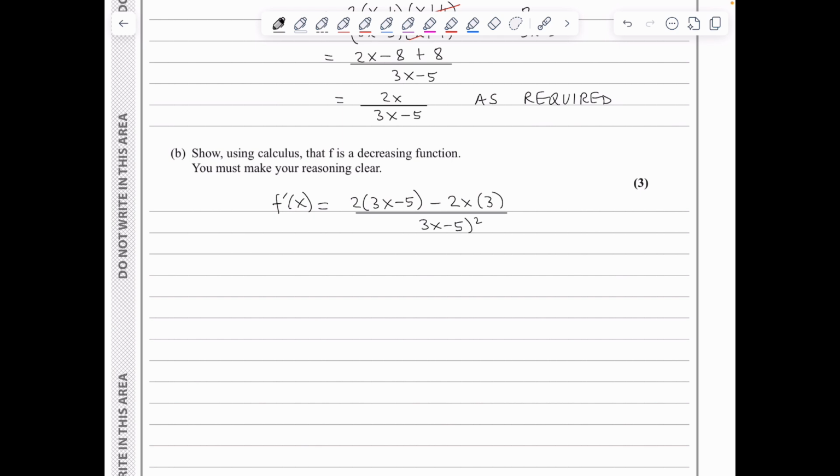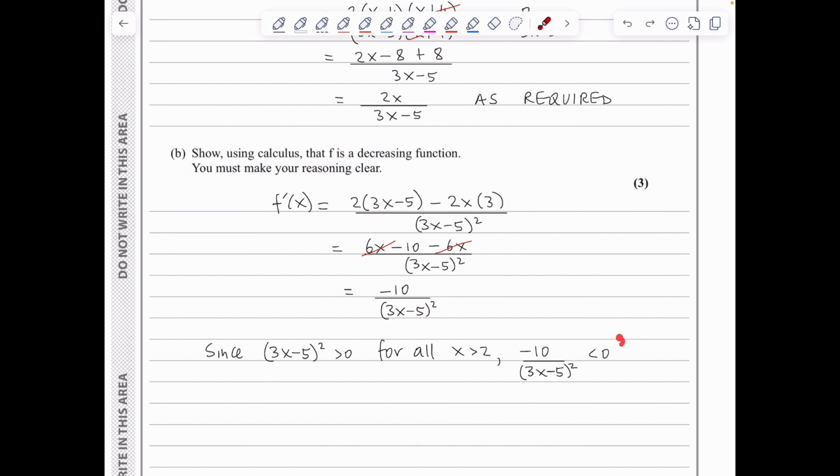This simplifies to 6x minus 10 minus 6x, and all of it over 3x minus 5 squared. So the 6x with the minus 6x will cancel out. So all in all, f dash of x is minus 10 over 3x minus 5 squared. Now, to show that f is a decreasing function, we need to bear in mind that if f is a decreasing function, then its derivative is negative. So what we need to say is that 3x minus 5 all squared will always be greater than 0, and therefore minus 10 over 3x minus 5 all squared will always be negative.